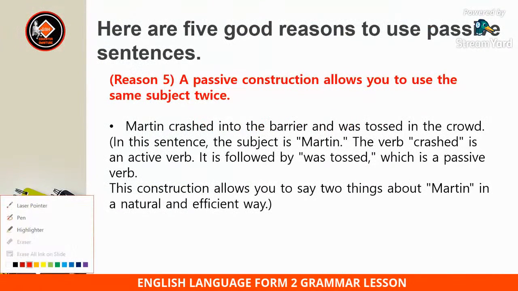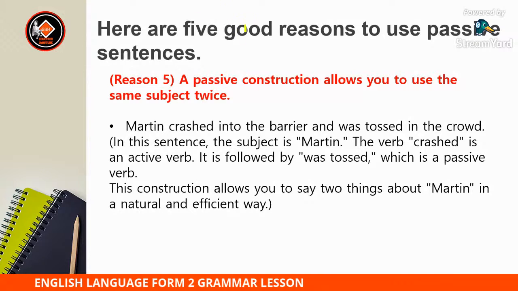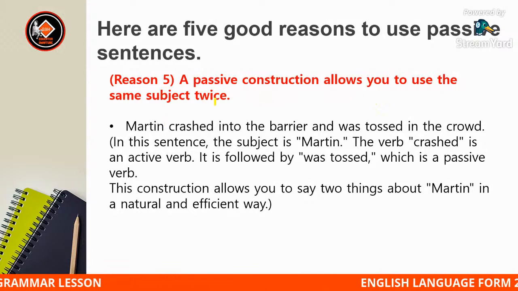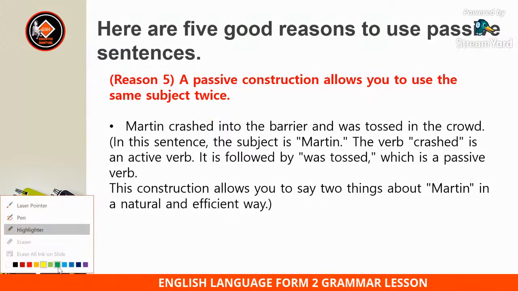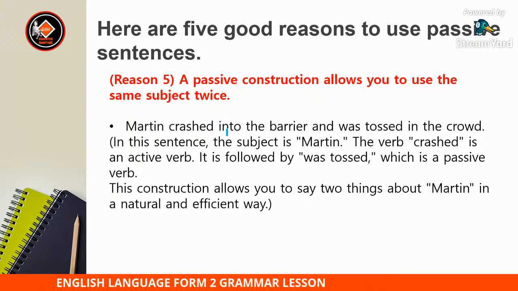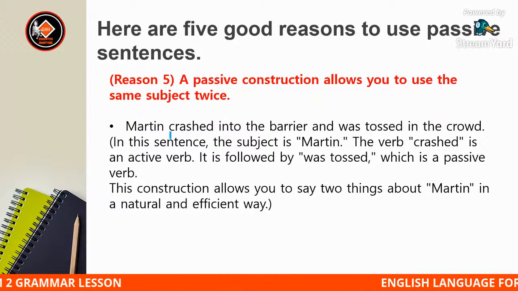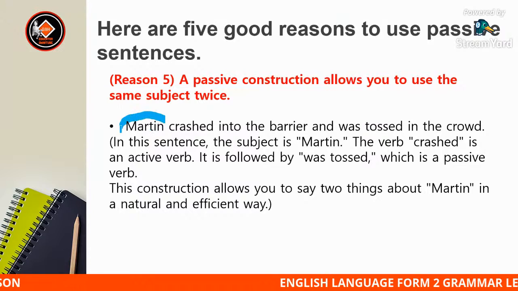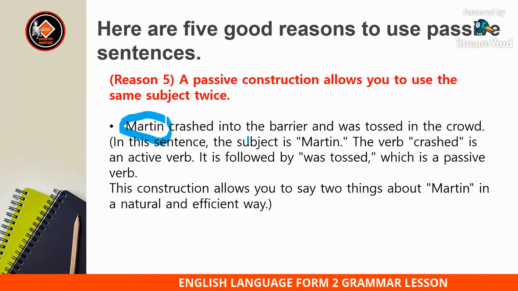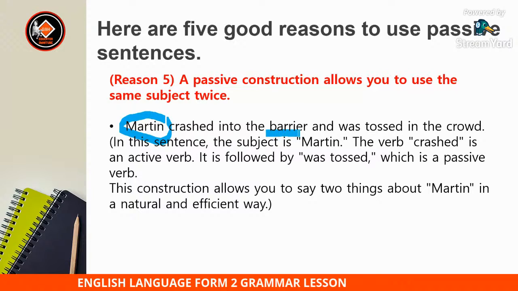Reason number 5. Passive constructions allow you to use the same subject twice. So you can use a subject twice. The first one: Martin crashed into the barrier and was tossed into the crowd. Martin is the person. So Martin crashed into the barrier. Barrier is penghalang jalan.